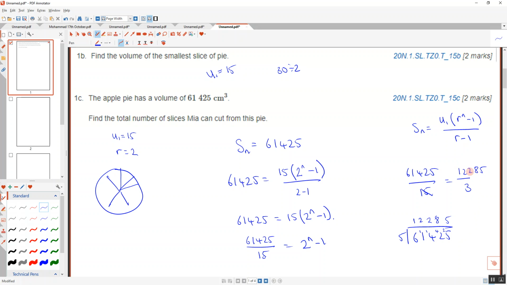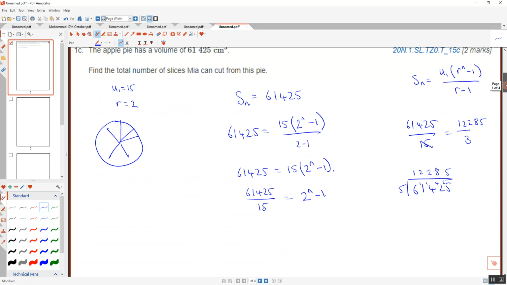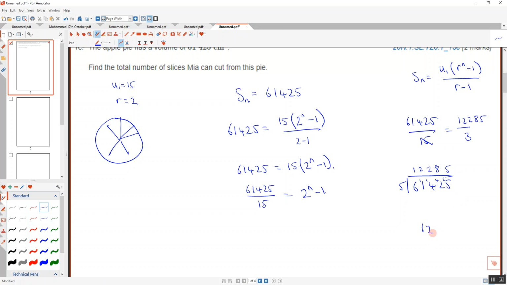Now, is this divisible by 3? 10, 15, 16, 17, 18. So the sum of the digits is divisible by 3, so 12285 is also divisible by 3. 3 4s are 12. 3 9s are 27, with 1 left over. 3 5s are 15. So 4095 is equal to 2 to the n minus 1.